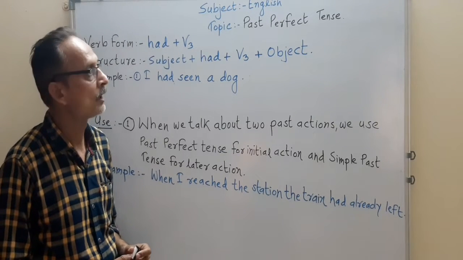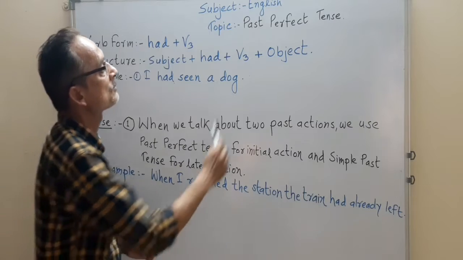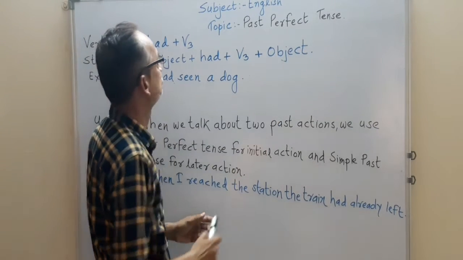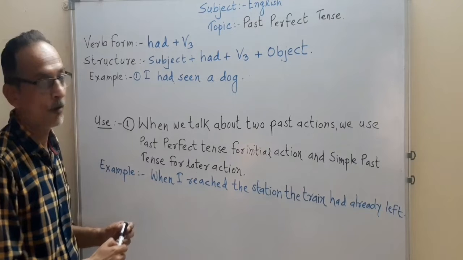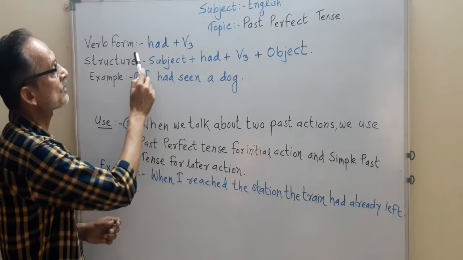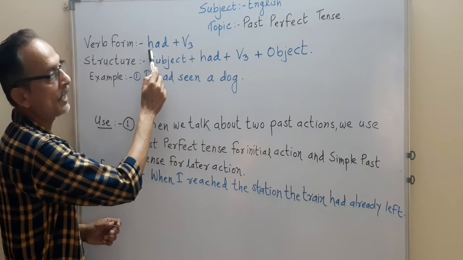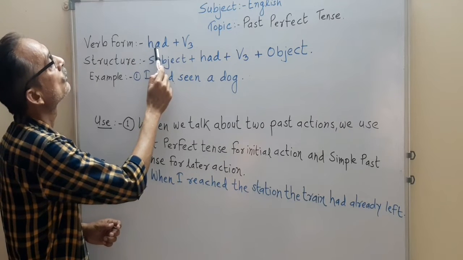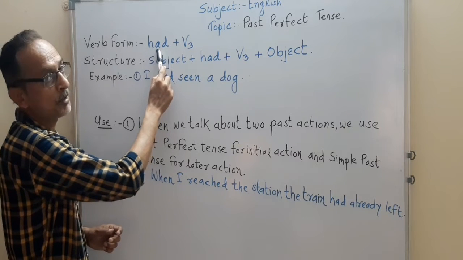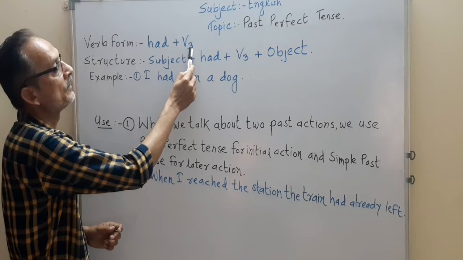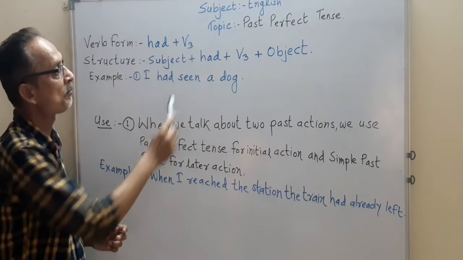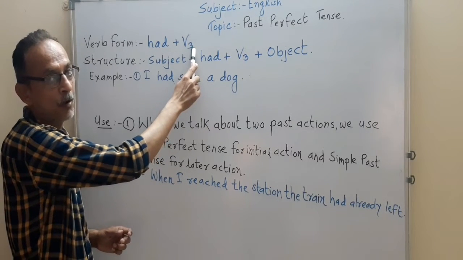Today we are going to learn about past perfect tense. The verb form for past perfect tense is had, which is the verb in past tense, plus V3. V3 means the past participle of the main verb.